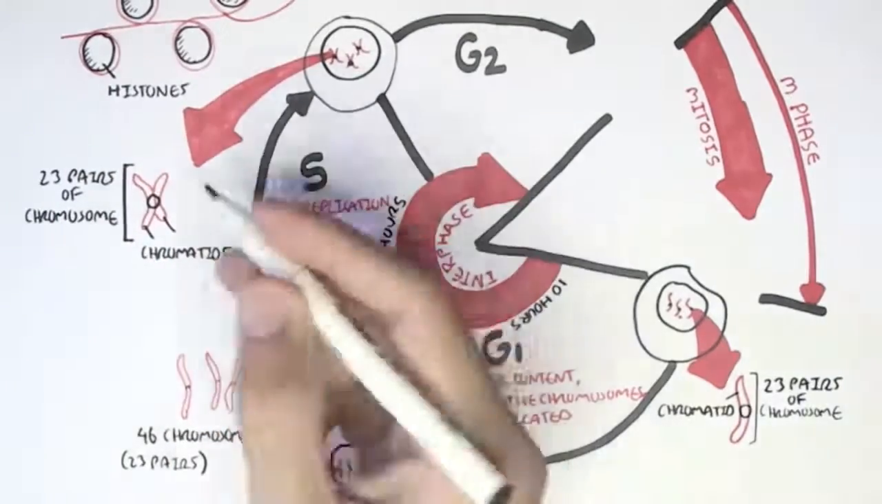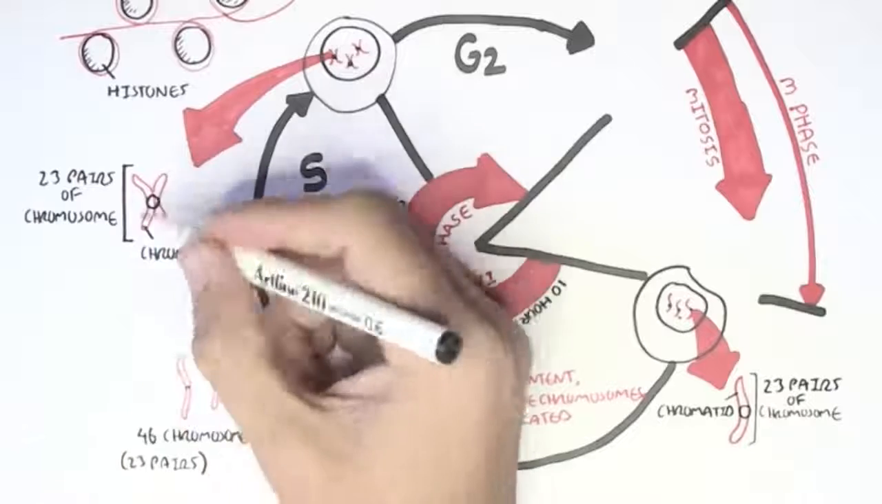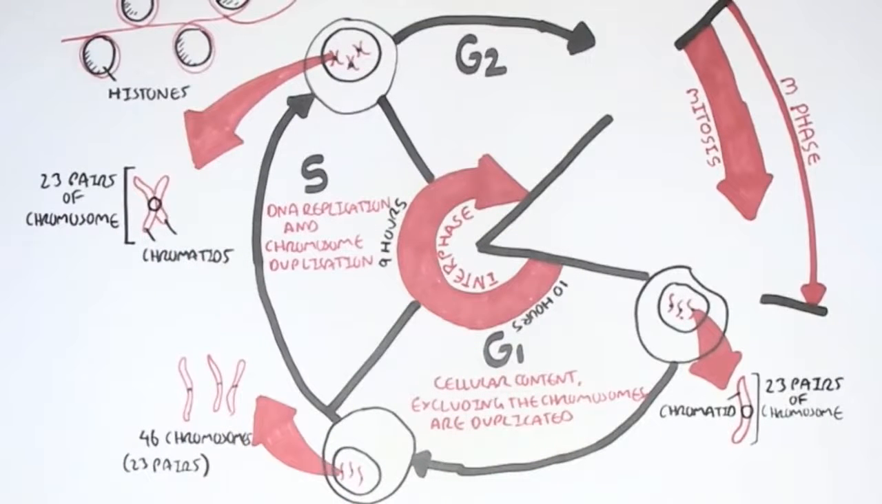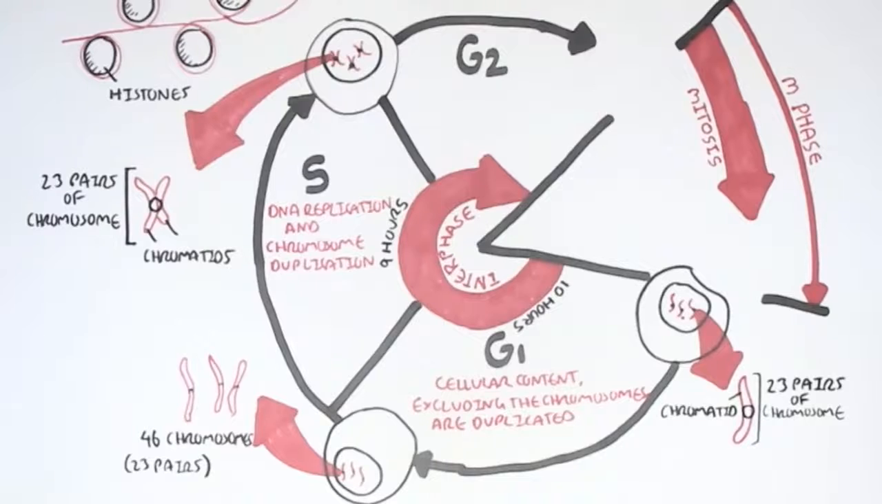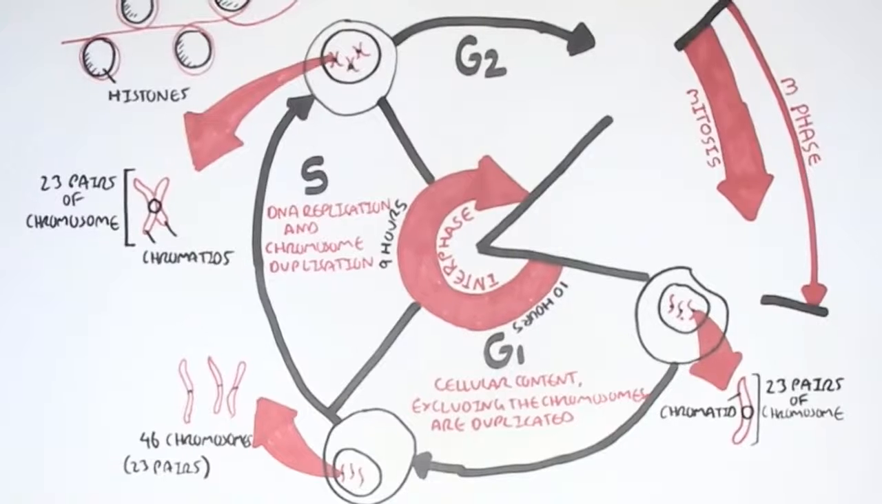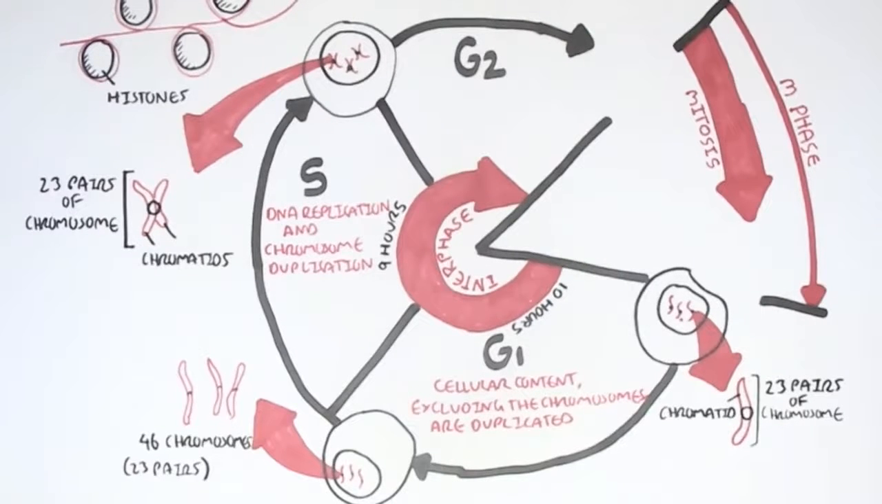It will just have double the chromatids, which means that the cell at the end of S phase will have 46 chromosomes, but it will have 92 chromatids. And this is because the chromosomes have duplicated. It doesn't mean the chromosomes are double in number. Hope that makes sense.